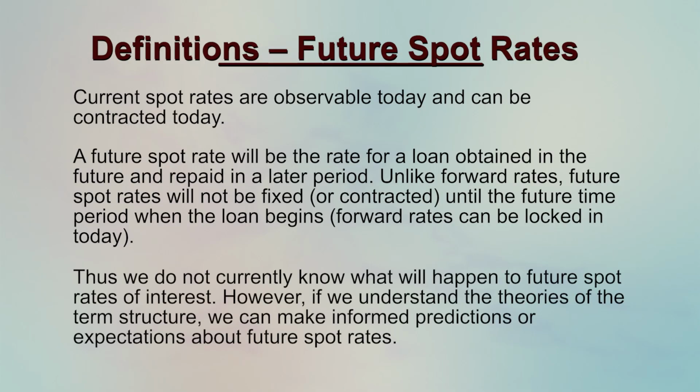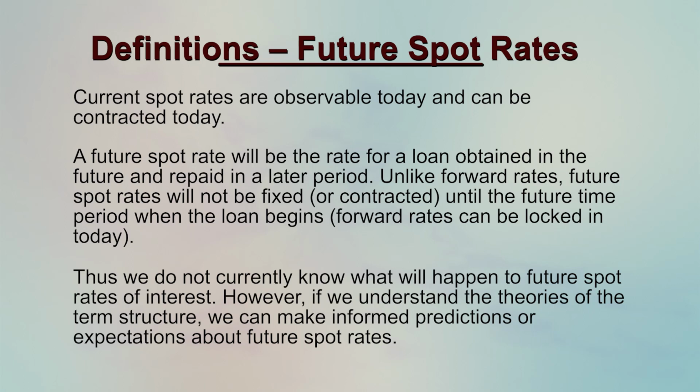So future spot rate is distinct from ordinary spot rate in the sense that the future spot rate can be realized in the future time period, but ordinary spot rate is actually realized in the current time period, and that is how the definitions differ. This also basically comes to know that we do not currently know what will happen to future spot rate of interest. However, if we understand the theories of the term structure, we can make some predictions or expectations about the future spot rates, because these are highly unpredictable and these are highly random factors.